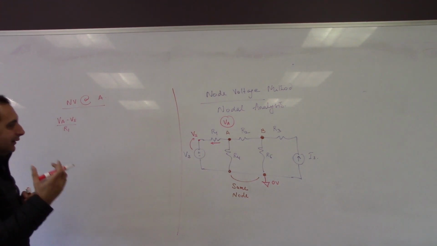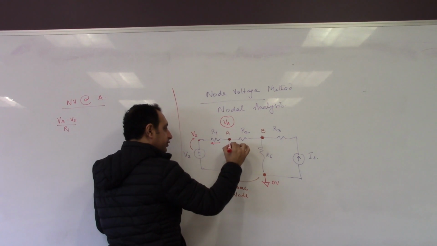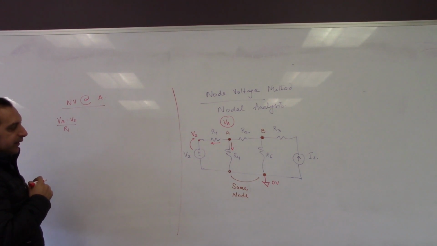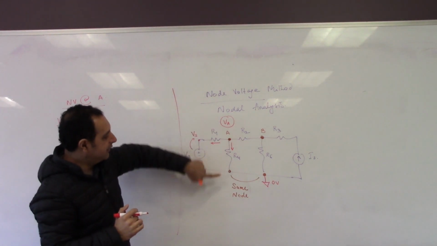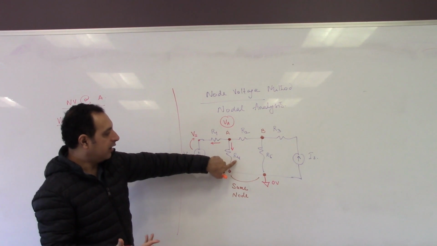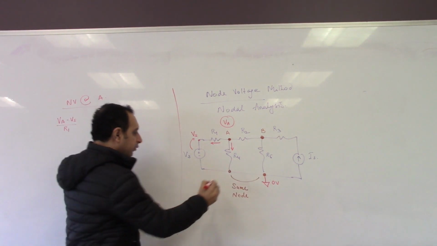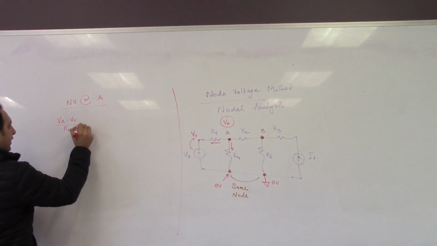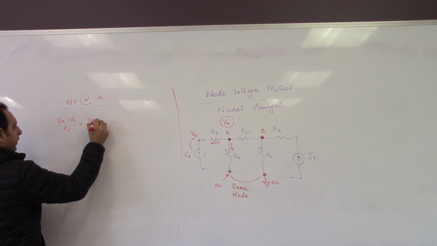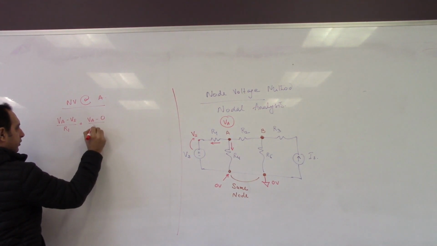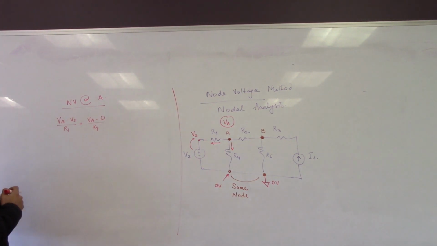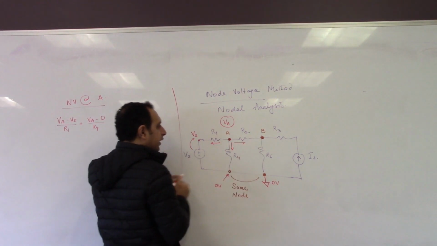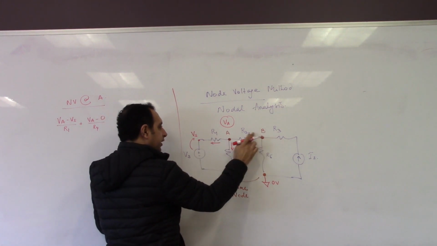Same fashion, when we go here, we assume a current is leaving this node. So when the current leaves node A, that will be Va minus 0 divided by R4, because if this is 0, the voltage here will also be 0 volts. So plus, you'll have Va minus 0 over R4. Now at this point, I'll assume one more current leaving this way. So that will be Va minus Vb over R2.